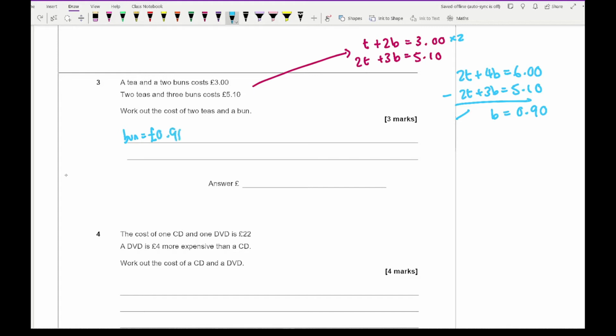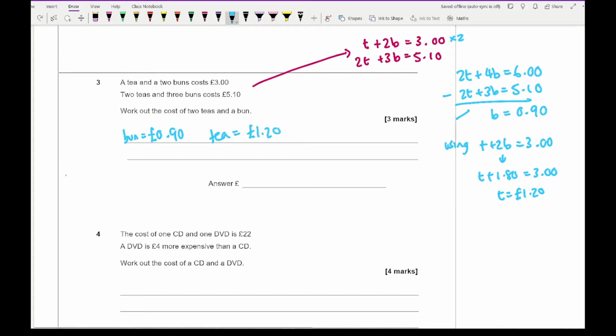Now from this, what I can then do is using t plus 2b equals £3. Well, I know that 2 buns is going to cost £1.80. So a tea must cost £1.20.